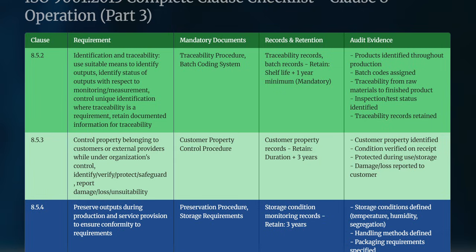Examples of those requirements that you can use as evidence include customer properties being identified and conditions being verified on receipt, those properties being protected during use or storage, and damage or loss being reported to the customer.